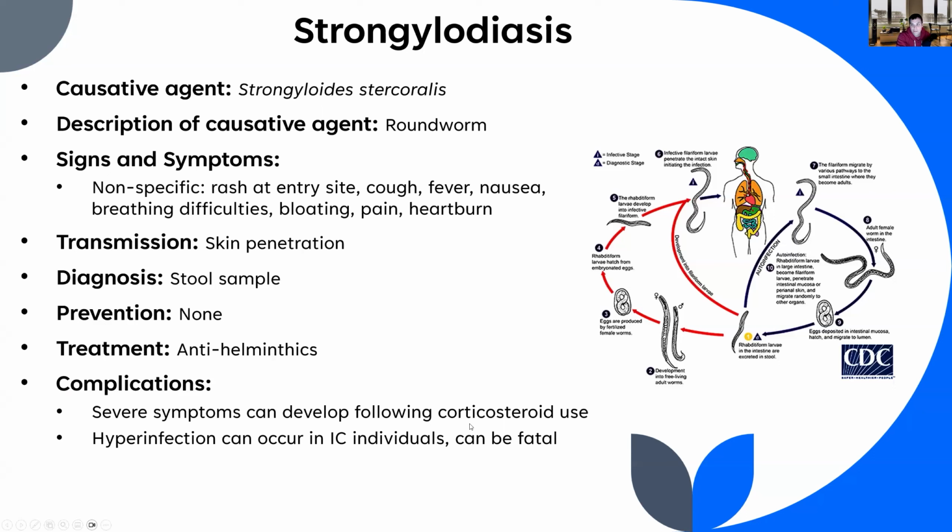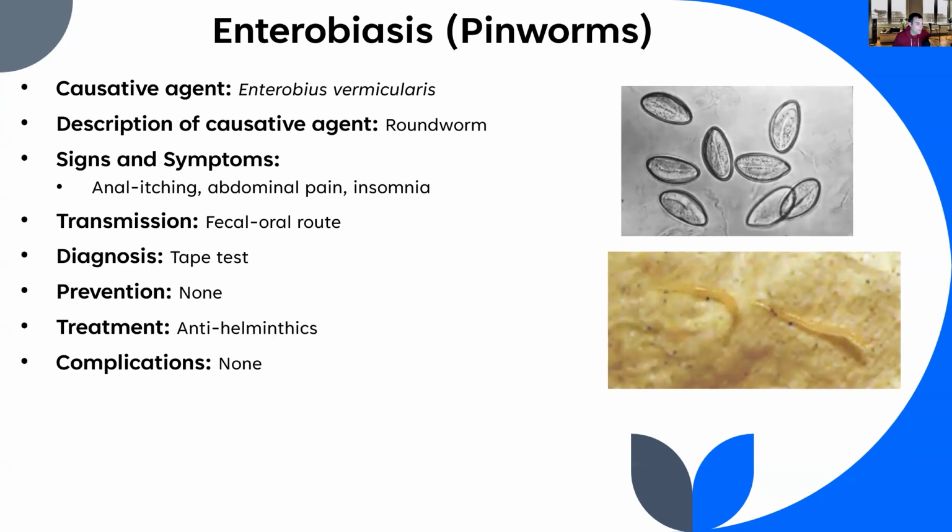And this can actually be fatal in some cases. Few more to go. The next one is enterobiasis, also known as pinworms. So Enterobius vermicularis is the culprit here. It is a roundworm, but this one is relatively innocuous compared to some of the ones we've just spoken about. This is actually the number one cause of rectal itching or anal itching.